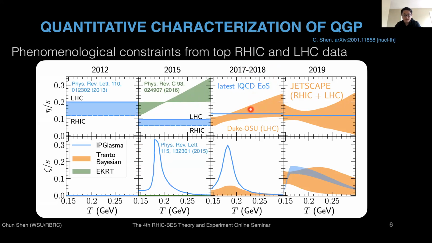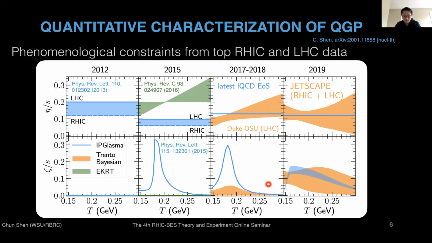With the updated lattice QCD equation of state, this is the first Bayesian analysis, carried out by the Duke and Ohio State group using the LHC data, which is constrained by this orange band. It is a different approach compared to the previous approach, where the data to model comparisons were basically done by eyeball judgment.